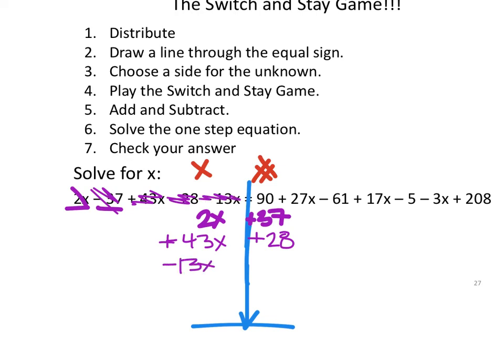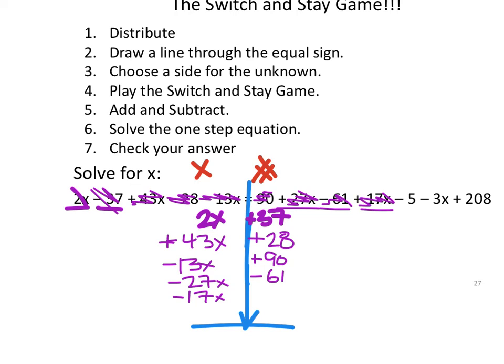Bam, there we go. Next up, this 90 is going to stay, because now I'm on the right side of that line, which is the number side. So it stays positive 90. But this positive 27x is going to switch to a negative 27x. So it goes away. Negative 61 is going to stay negative 61. And then positive 17x is going to switch to negative 17x.